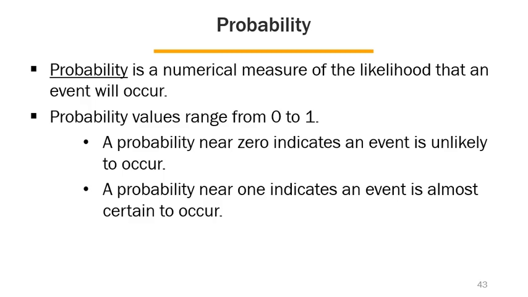So probability, we're looking at here a numerical measure of the likelihood that an event occurs. So probability is going to be a number. It's going to range from 0 to 1. Values near 0 indicate that an event is unlikely to occur. And if it's near to 1, it indicates that the event is almost certain to occur.